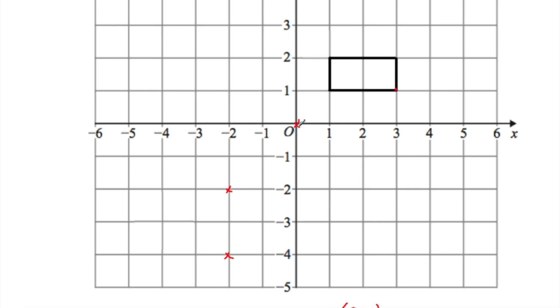This point here is 3 to the right and 1 up. So we're going to double it. So it'll be 6 to the left and 2 down. So 1, 2, 3, 4, 5, 6 and 2 down. 1, 2 will be there.